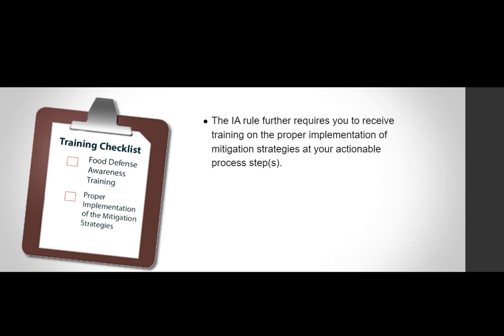In addition to the food defense awareness training requirement, the IA rule further requires you to have proper training on the implementation of mitigation strategies at actionable process steps. Individuals working at these process steps, as well as their supervisors, must be qualified through education, training, or experience, or a combination thereof, to implement the mitigation strategy or combination of strategies at each actionable process step. This training may require facility-specific information for proper implementation of the mitigation strategy or strategies, and therefore will need to be developed and administered on the job.